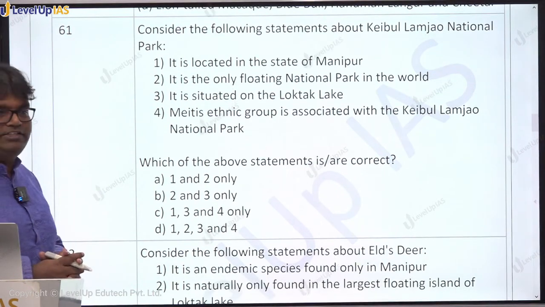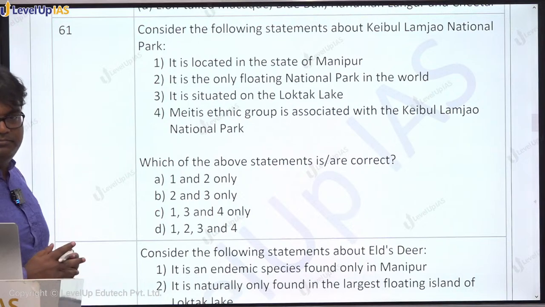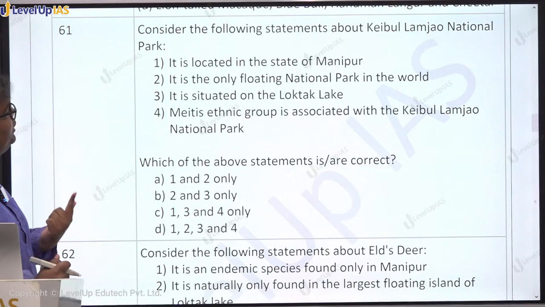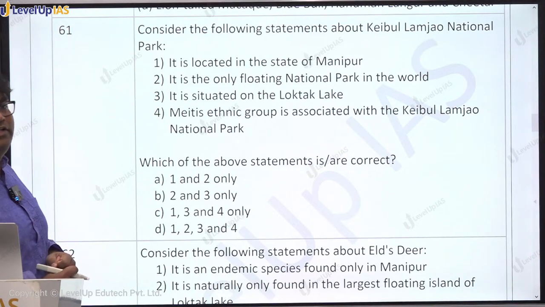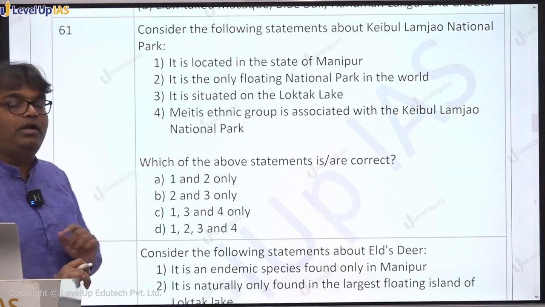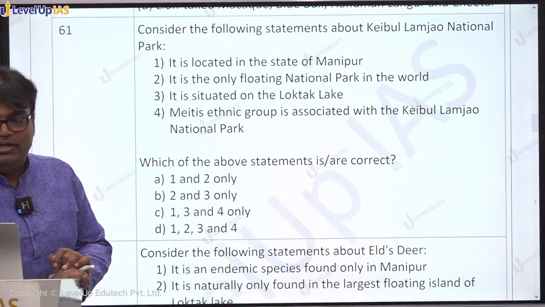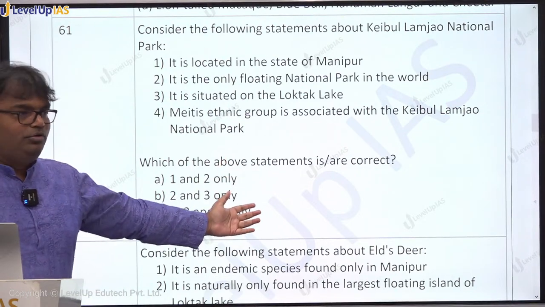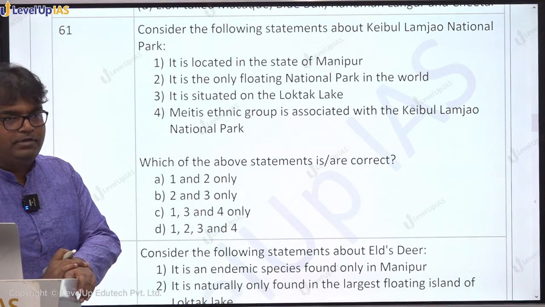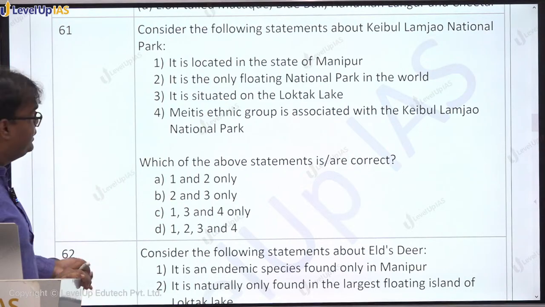61. Keibul Lamjao National Park. D. It's located in the state of Manipur. Okay. It's the only floating national park in the world. Okay. It's situated on the Loktak Lake. Okay. Meitei ethnic group is associated with Keibul Lamjao National Park. Is it correct? Yes. Look, around this lake is the plain area where the Meiteis live. Why have I included this part? Right now there is violence happening in Manipur. It's between the Meiteis and the non-Meitei groups. So Meiteis control the plain region. Right? So D is the answer. 61 ka D is the answer.